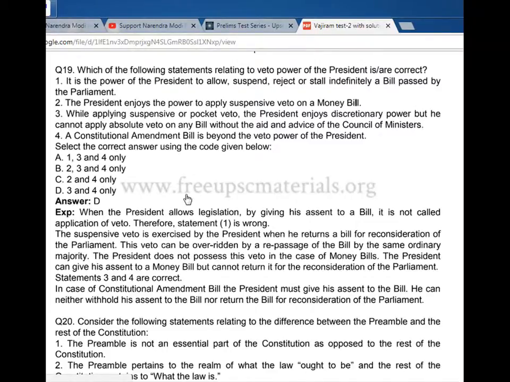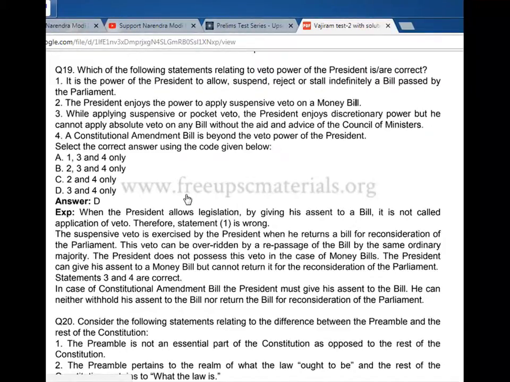While applying the suspensive or pocket veto, the president enjoys discretionary powers, but he cannot apply the absolute veto or any other veto on a bill without the aid and advice of the Council of Ministers. A constitutional amendment bill is beyond the veto power of the president. So here it is correct. So the first is not correct.